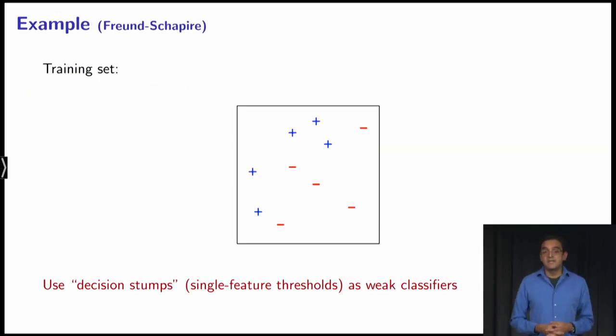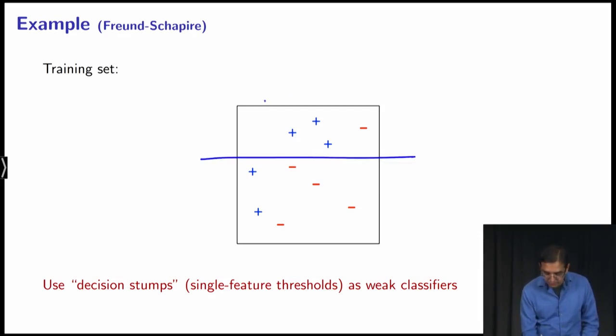This is a simple example that was designed by Yoav Freund and Rob Schapire, the creators of AdaBoost. We have here a training set in 2 dimensions, and there are 10 points. 5 of them are plus, 5 of them are minus. And we're going to build a classifier for this data set by using boosting. The weak classifiers, generated by the weak learner, in this case are simply going to be horizontal and vertical lines. So things like this or this.